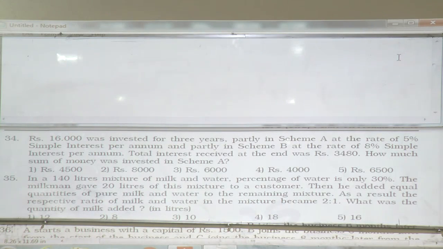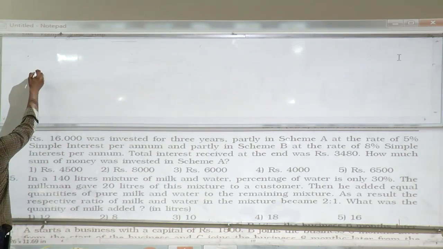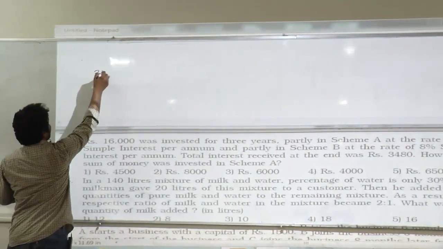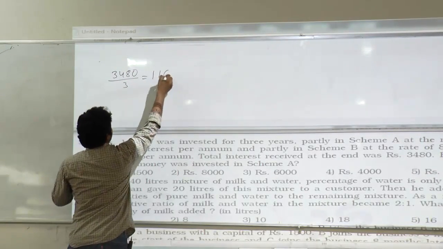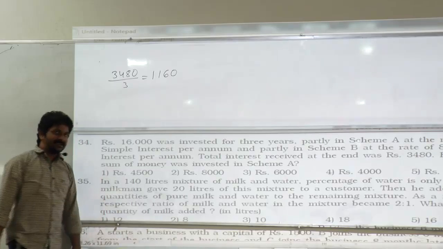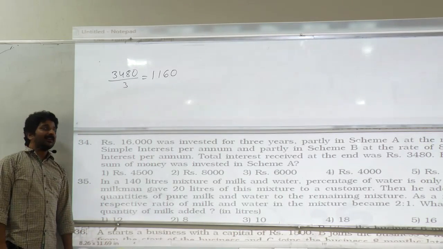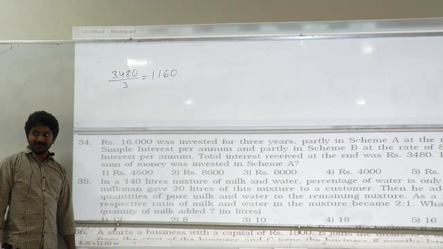Right, how much is interest received after 3 years? 3,480. Per year, that will be 1/3 of 3,480, right? So per year he will get, how much is that? 3,480 by 3. 1160. Per year he will get total interest of 1160 rupees.